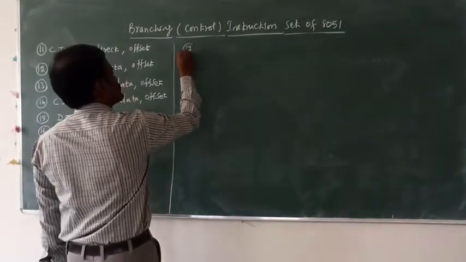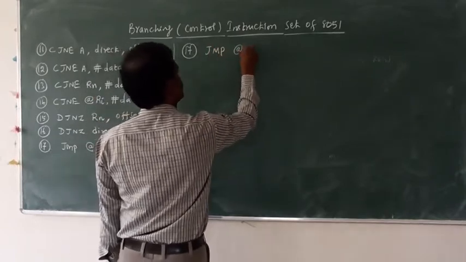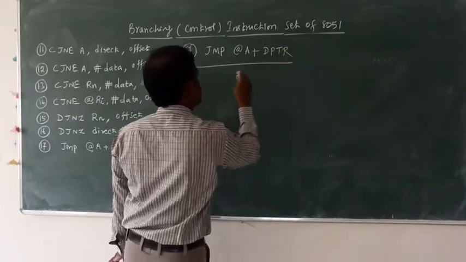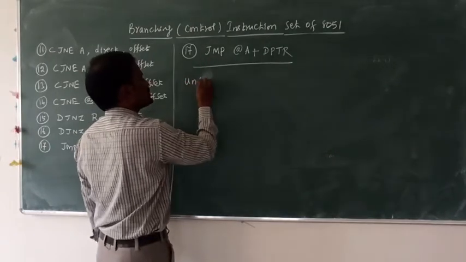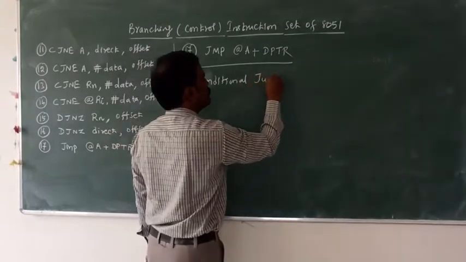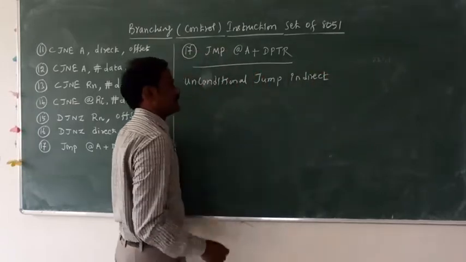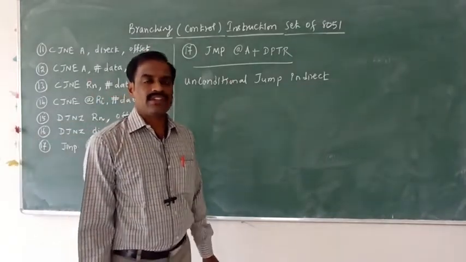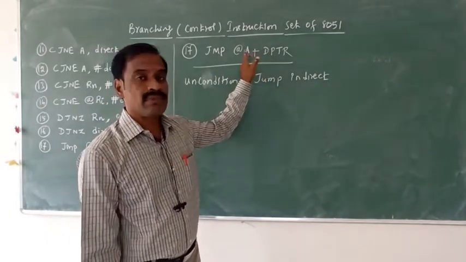Okay. Last instruction, 17: JMP @A+DPTR. Jump. This is for unconditional jump, indirect. JMP means unconditional jump. Without any condition checking, it will jump to the given memory address location.